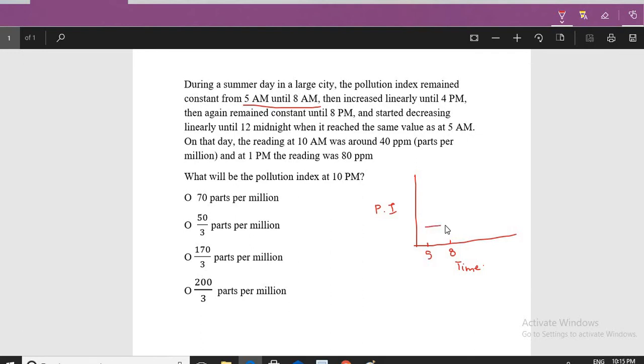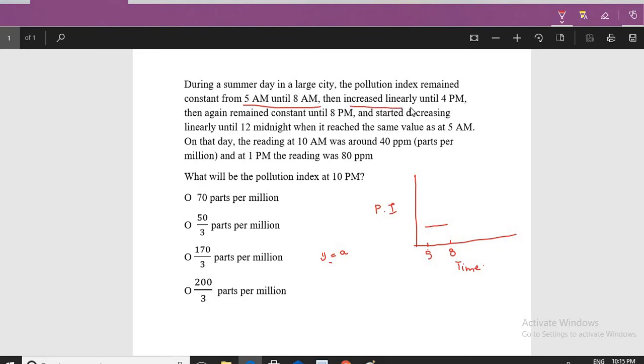This will form a line which is parallel to the time axis, because the general equation will be y is equal to a. So if you form this graph, you will find that between 5 am and 8 am you obtain a straight line parallel to the axis. Now let's see the second line.